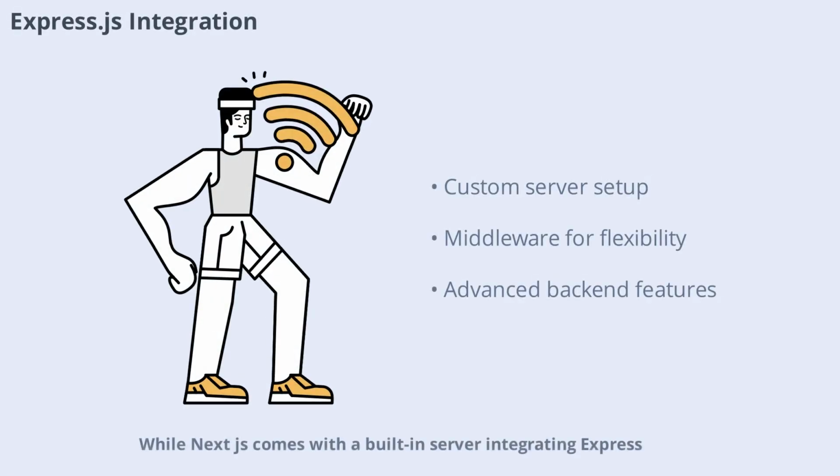While Next.js comes with a built-in server, integrating Express.js can provide additional flexibility and control over backend logic. Express middleware can handle tasks like authentication, logging, and request parsing. By creating a custom server with Express, developers can define custom routes and extend server-side functionality. This approach is especially useful for complex applications that require advanced backend features or custom server setups.